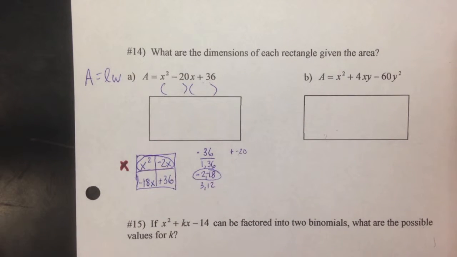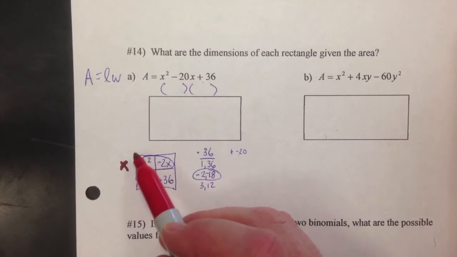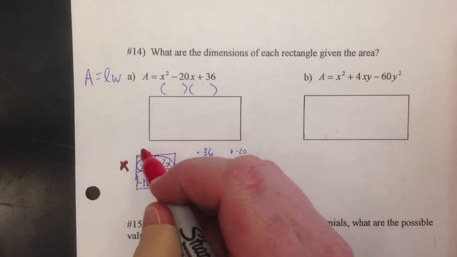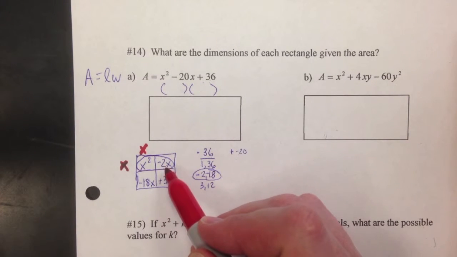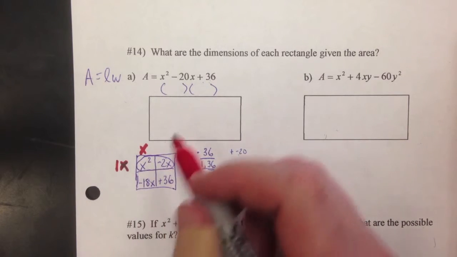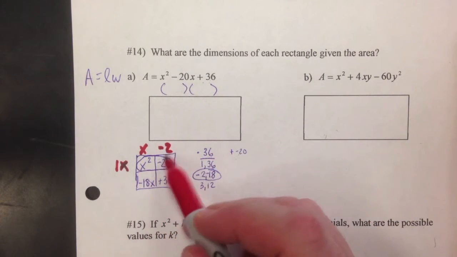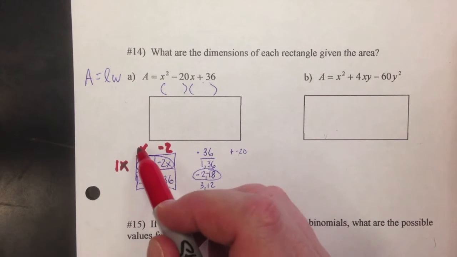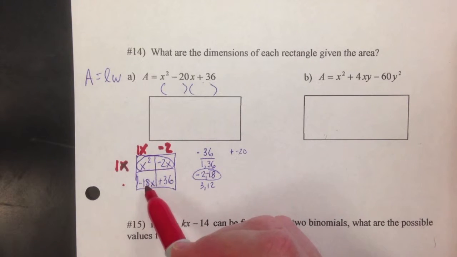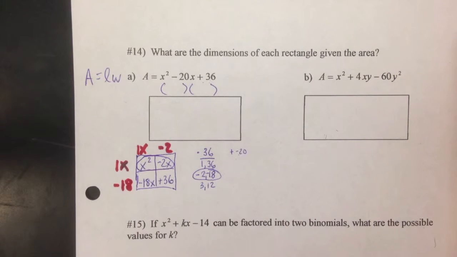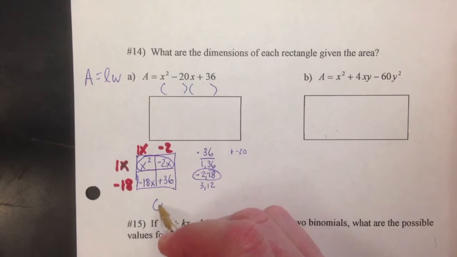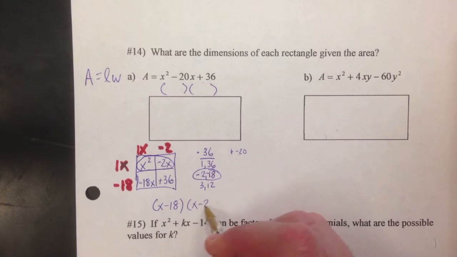There's a red x. And now it's like a times table backwards. X times what will get you x squared? Well, x times x. X times what will get you negative 2x? Now this is like a 1x. So x times negative 2 will give me negative 2x. 1x times what will get me negative 18x? Well, it's negative 18. So I've got my factors. My two factors are going to be x minus 18 times x minus 2.